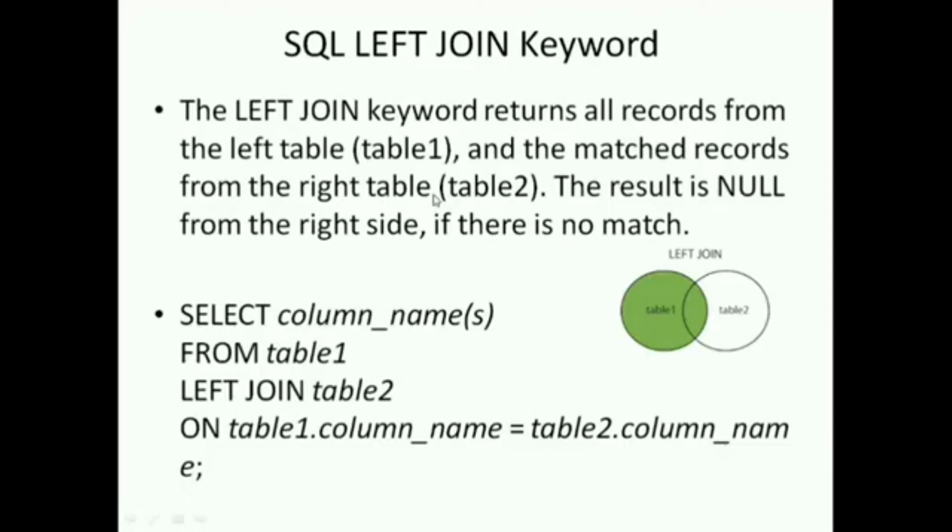So the next one we have is left join, in which table 1 comes in full and from table 2 only the values which have matched values come. If suppose there is no match at all between these two tables, then table 2 will be null, and only table 1 will be retrieved. So the left join keyword returns all the records from the left table, that is table 1, and matched records from the right table, that is table 2, and the result is null from the right side if there is no match.